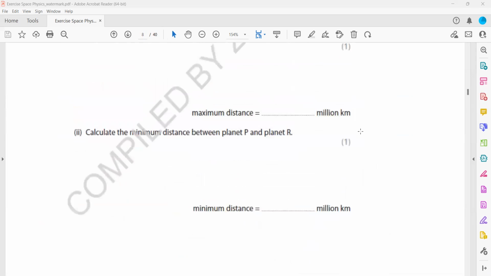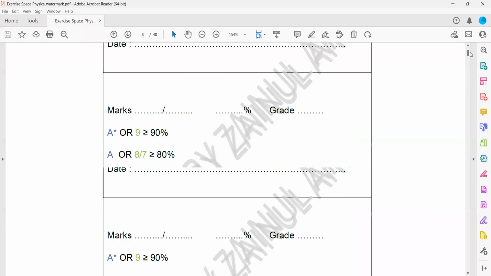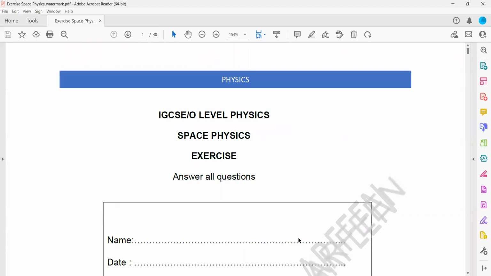So these are some questions related to space physics. Next session, we'll do more questions from this exercise as well as the next topic, which is about stellar evolution, the formation of the stars and the galaxy.